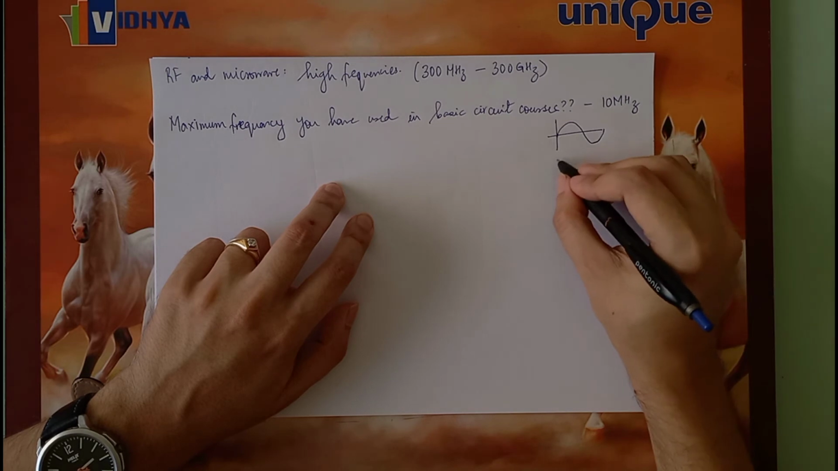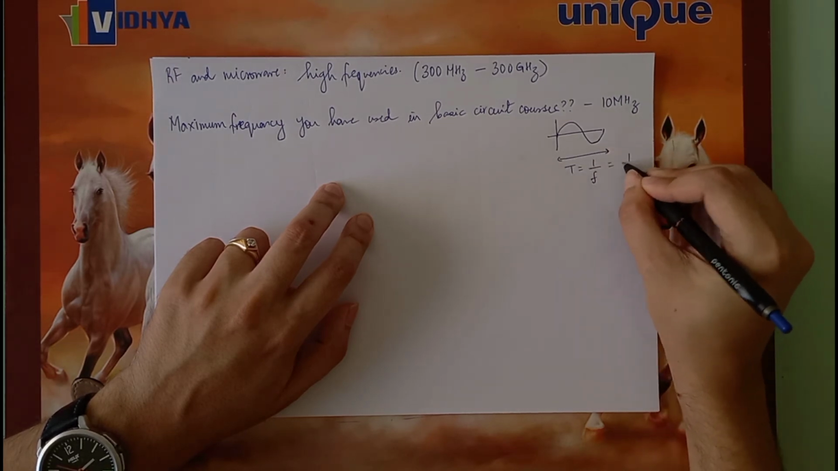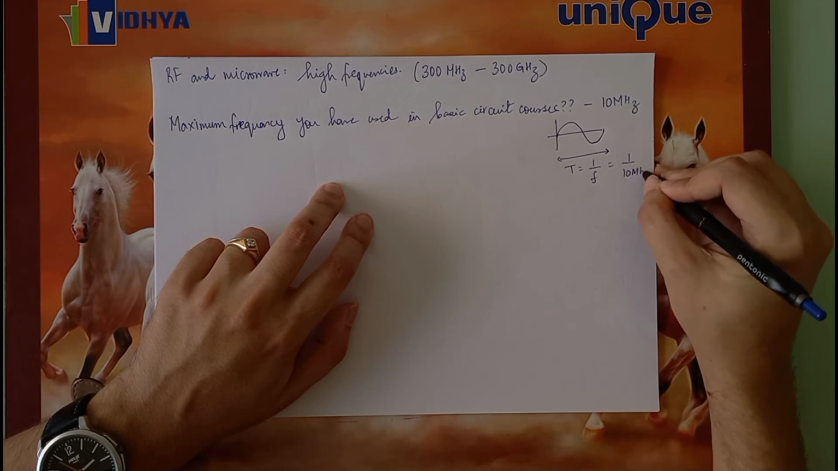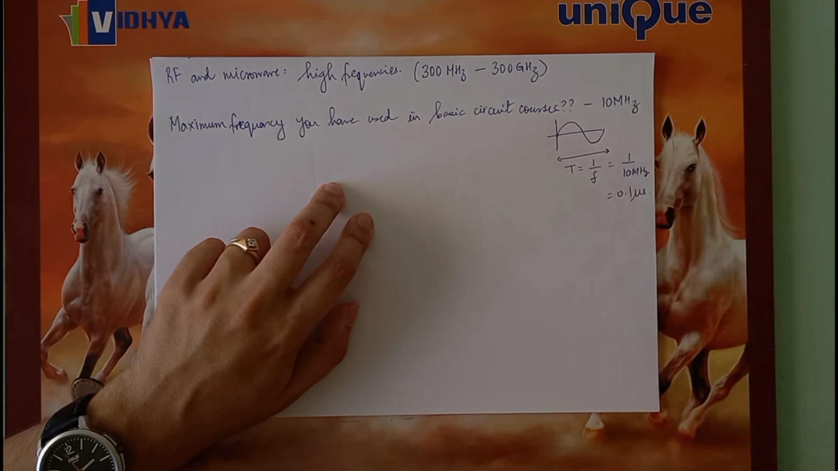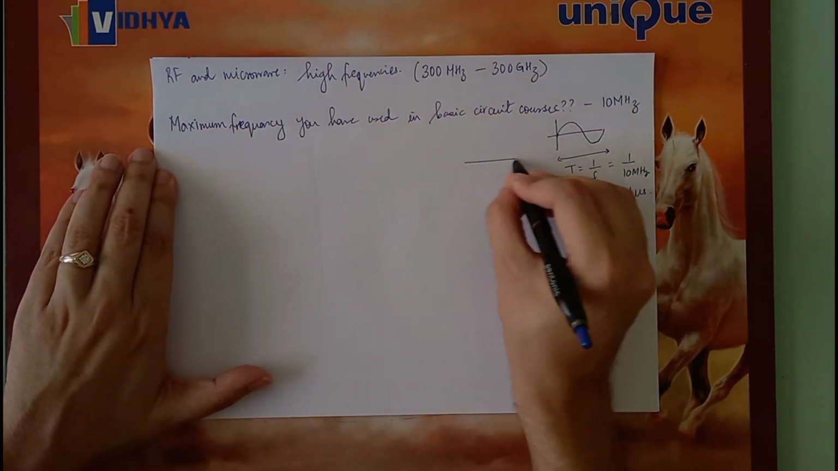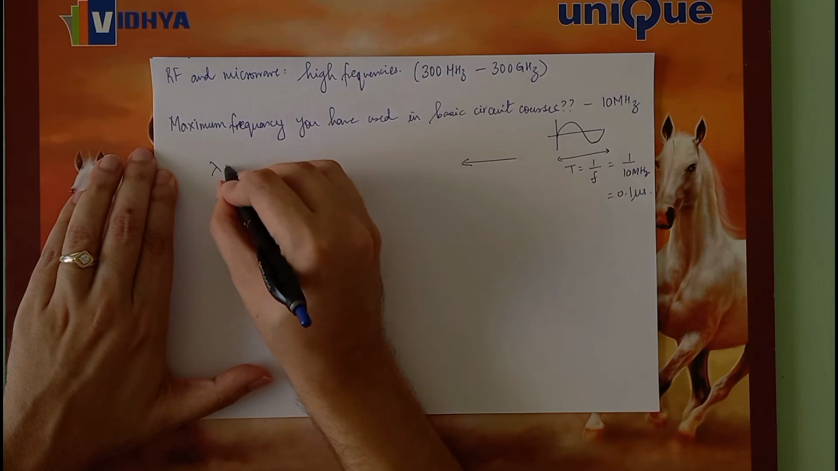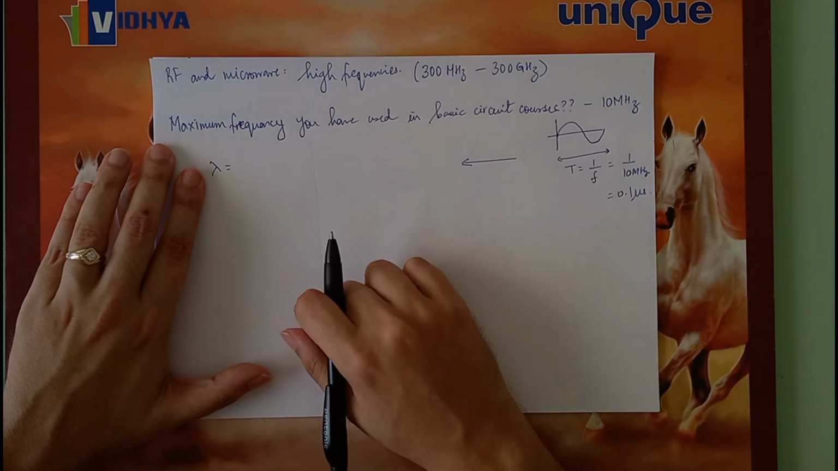So the time period of that signal will be 1 by f, that is 1 by 10 megahertz, which is 0.1 microsecond. Now the question is, for this same signal, what is the wavelength? As you know, wavelength is nothing but the velocity of the wave divided by the frequency.